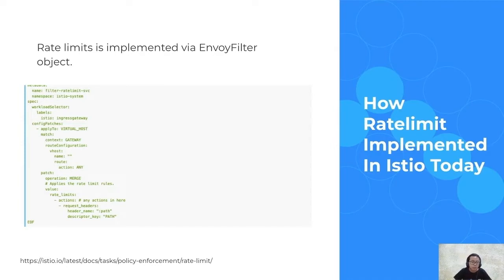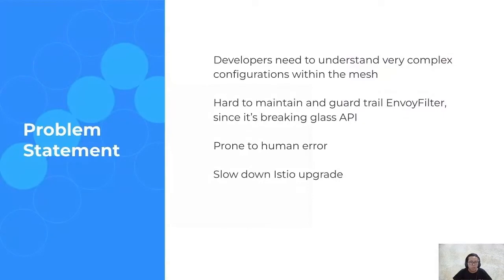istio.io, the documentation. So the problem is, in our infra, we apply EnvoyFilter versioning. This is to guardrail the configuration, since it's a breaking glass API. We need to create an EnvoyFilter object for every Istio version. So for example, if we have 1000 EnvoyFilters and we want to upgrade Istio from 1.11 to 1.12, we need to create 1000 EnvoyFilters.